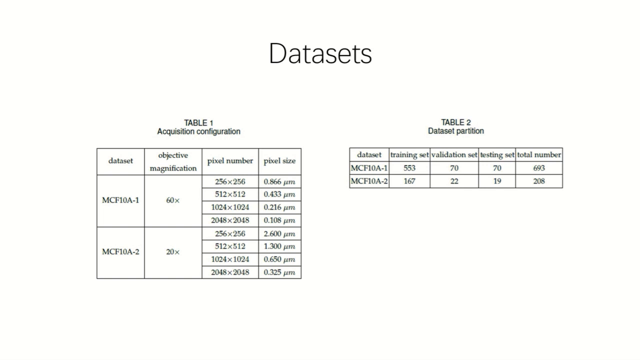As shown in table 2, we randomly divided the dataset according to the ratio of 8 to 1 to 1 to serve as the training, validating, and testing dataset respectively. We tested our 4 times super resolution model over MCF10A1 and the 8 times model over MCF10A2.